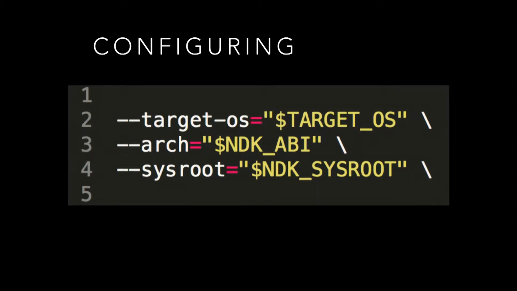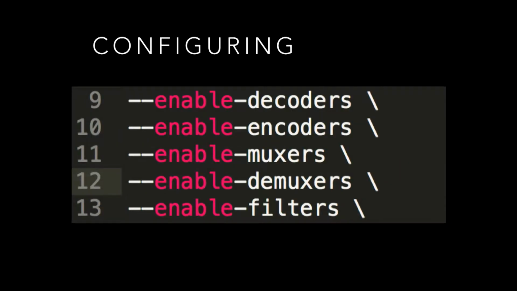The next thing you would see is the different enable and disable flags in the configure script. So FFmpeg consists of a bunch of different libraries. What I'm doing in this configure script is basically enabling and disabling different libraries. So when I do enable decoders and enable encoders, I am enabling the libavcodec library. And then enable filters enables the libavfilter library, which lets me do all the video processing tasks like cropping and scaling.